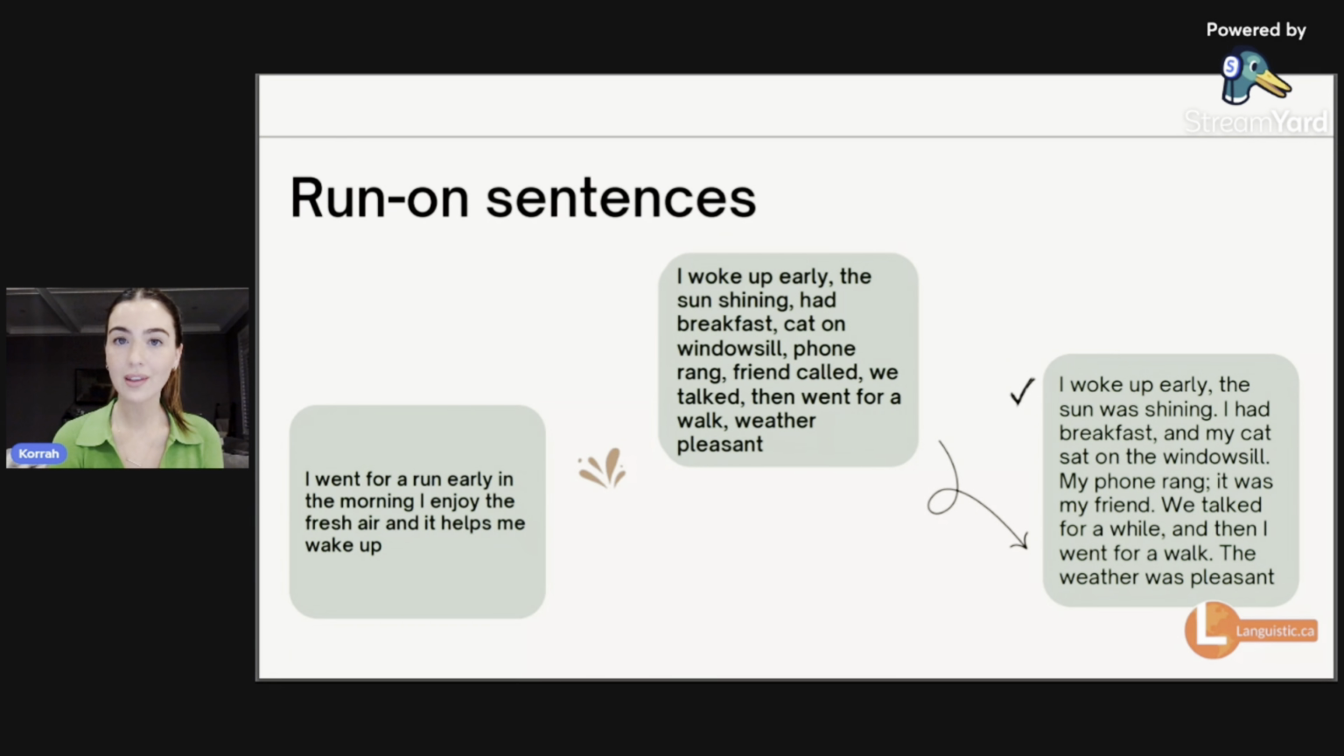My phone rang. It was my friend. We talked for a while and then I went for a walk. The weather was pleasant. We almost have a paragraph there where before it was in one sentence. So look out for correct punctuation and try to make it flow a little bit nicer. We can tell the main idea of each sentence there because it's very coherent and it's perfect.